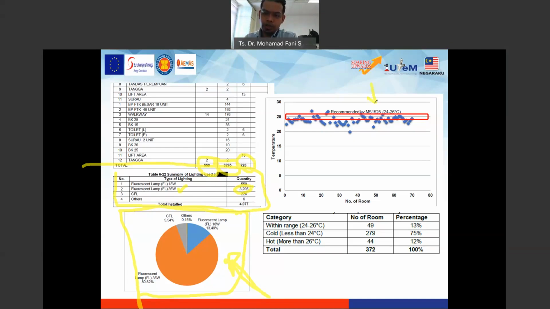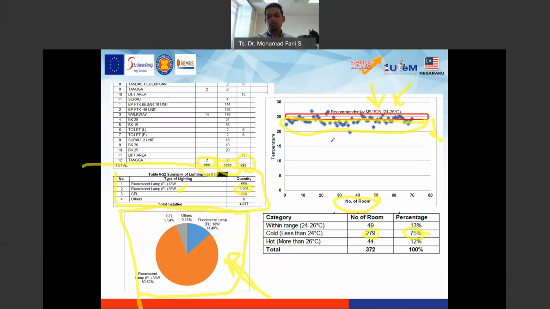Okay, the room data survey for the temperature. You can come up with the number of rooms, list them down and create this graph, something like this. Refer to the MS recommendation. This one is for offices at 24 to 26. So we come out with this indicator, and we can see there's an opportunity to improve, because about 75%, or 279 rooms, are below 24, which means out of the standard 1525. So that's the opportunity for saving here.